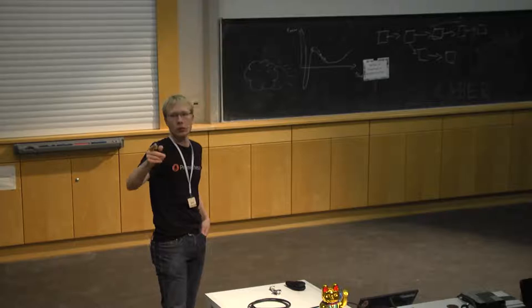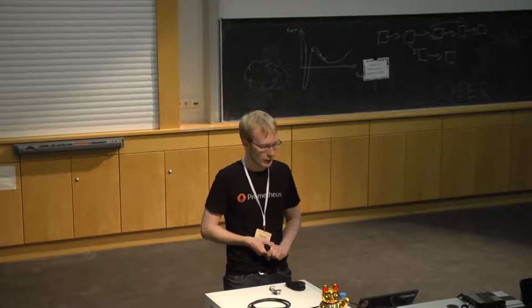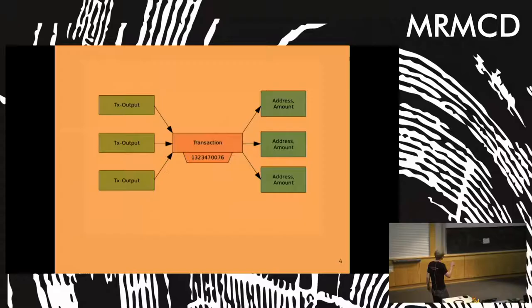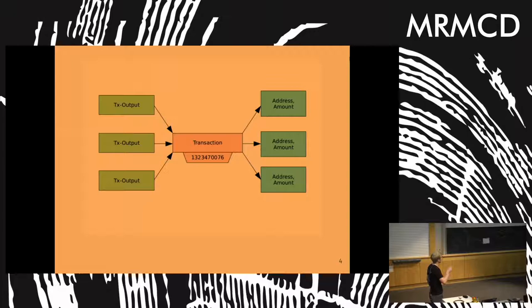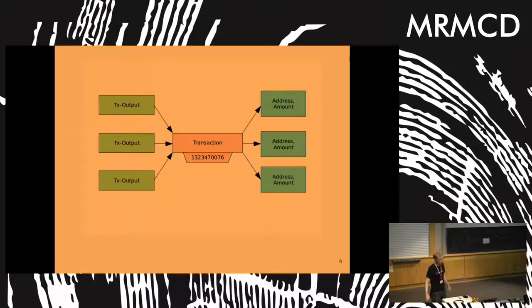Okay. All right. Where did I stop? Okay, this is a transaction. I can specify an arbitrary number of inputs. These are the inputs: outputs from other transactions, or references to other transactions, that I put into my transaction. And I can specify an arbitrary number of outputs to which I want to issue a certain number of bitcoins.